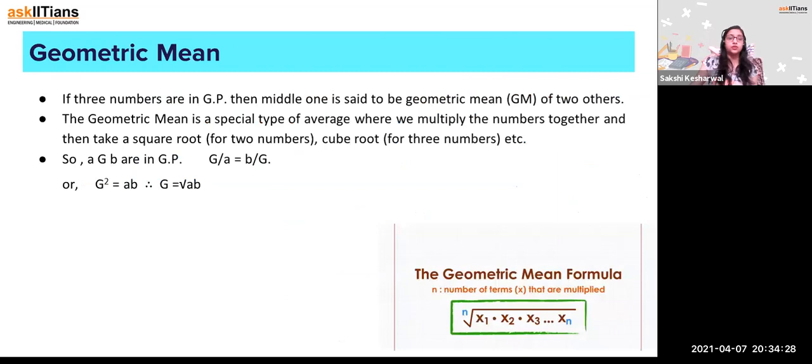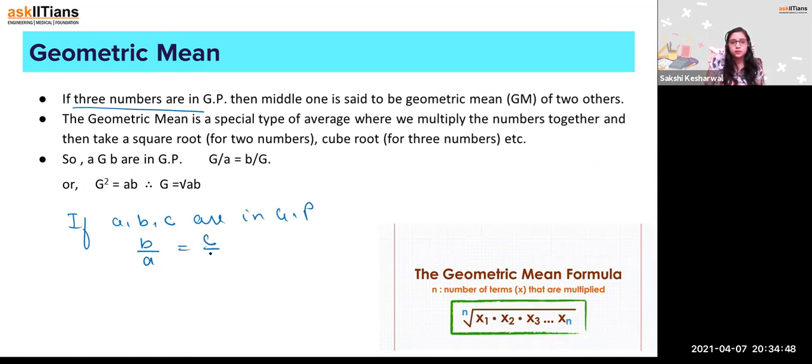Now let's come into this. What do you mean by the geometric mean? Similarly, as we said for three numbers in arithmetic mean, now let's talk about the geometric mean. If A, B, C are in GP, can I say that B by A is equal to C by B, yes or no? If you say that this is equal to r, they are the same. So B square is equal to A into C. This is basically the geometric mean.